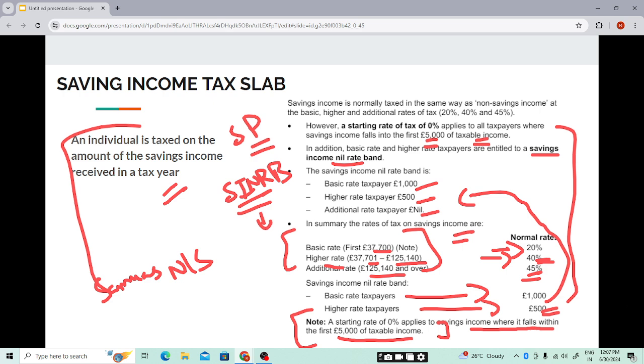If he is a basic rate taxpayer, 1,000 is available. If he is a higher rate taxpayer, 500 pounds. Sorry, my mistake. If he is an additional rate taxpayer, 0. Then the rest of the savings income will be taxed in the same way as the non-savings income.